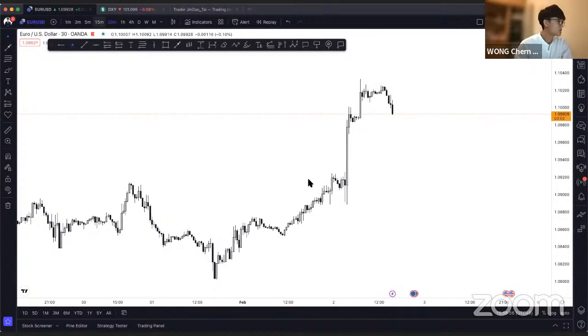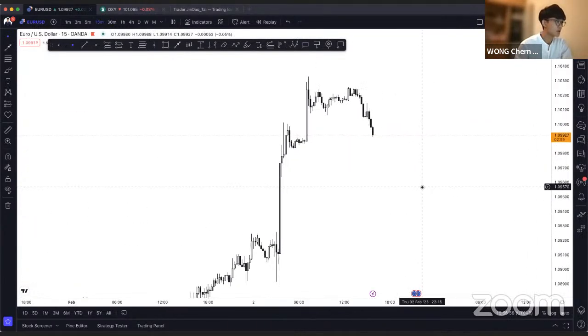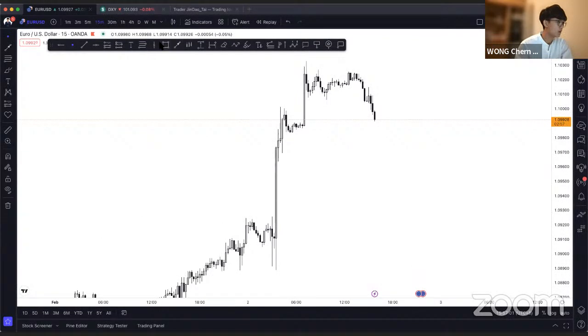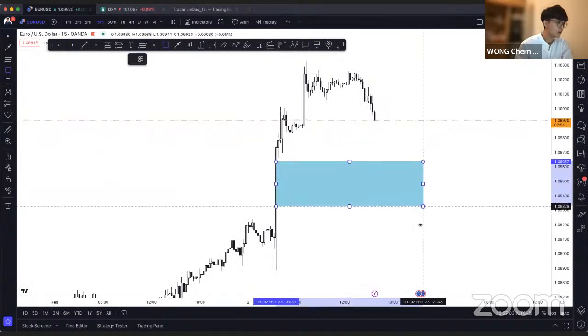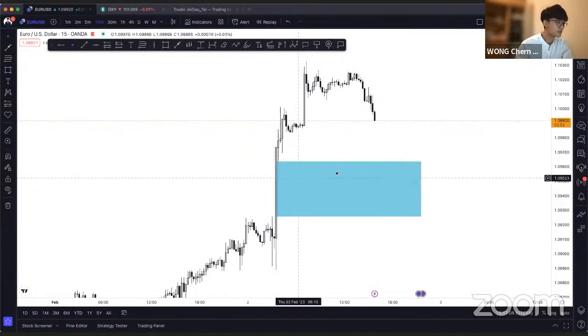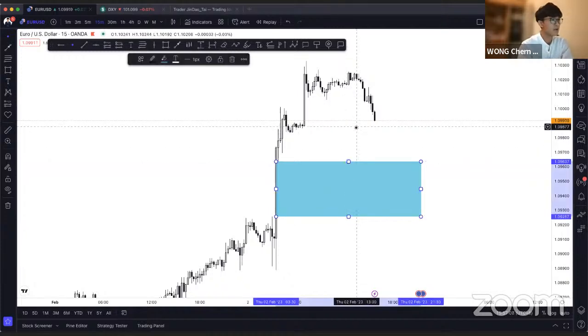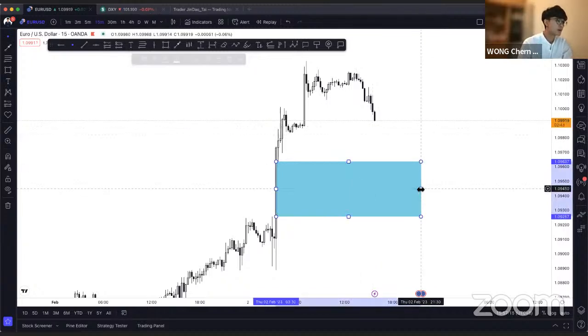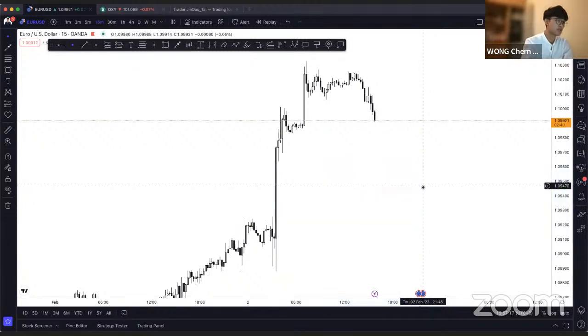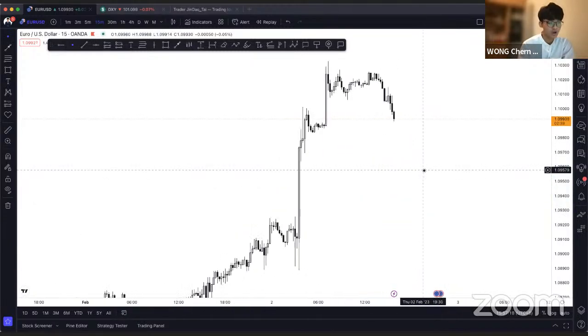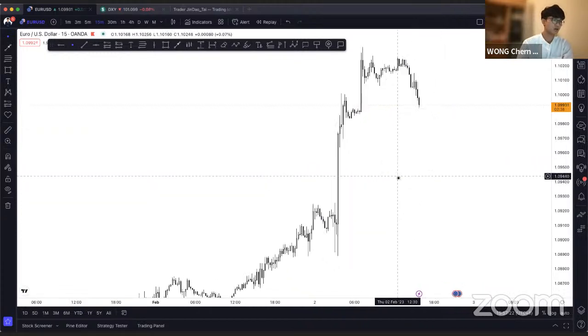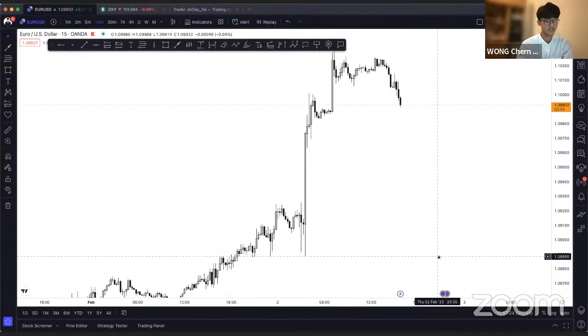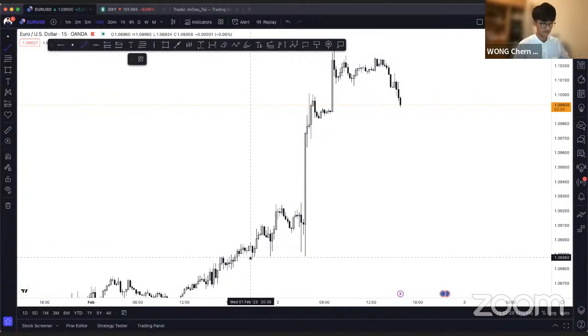Just coming back to the technical analysis, we are looking at the euro dollar. We see a lot of imbalanced market inefficiencies over here. That's a very clear area that price can potentially tap into. I believe price could potentially tap into that area of market inefficiency before we look out for longs. However, as I've mentioned, NFP is just tomorrow, so do keep that in the back of your mind when you are taking trades.